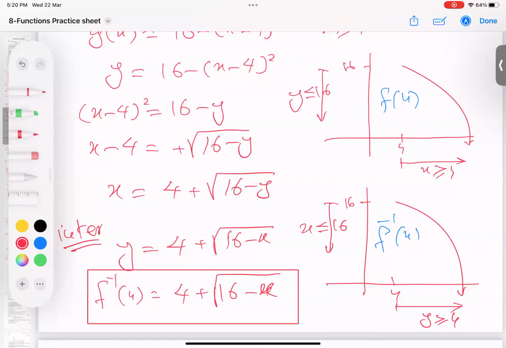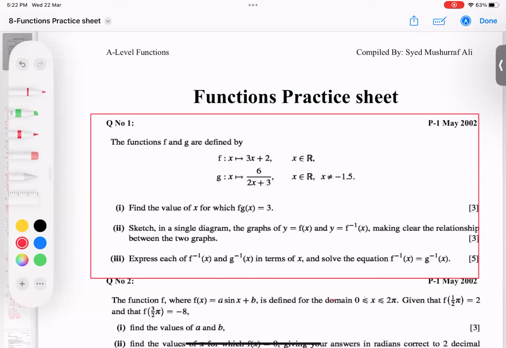And now I'm going to discuss the last part of the chapter. Yes, student, the last part of the topic which I'm going to discuss today is O-level kind of questions. For example, functions are given, and we did functions in O-levels already, in grade 10. Find the x value for fg of x equal to 3. So let's see how we can do this kind of question.